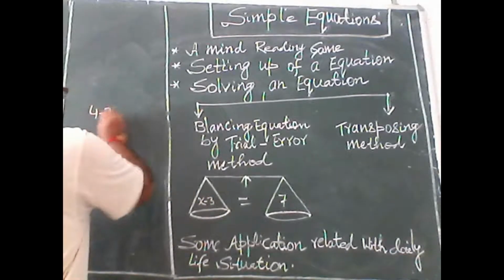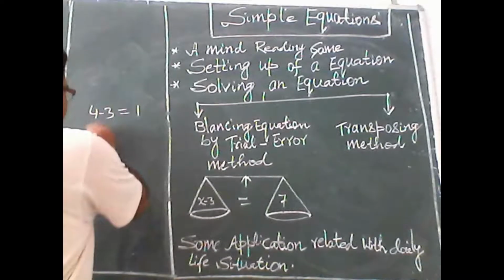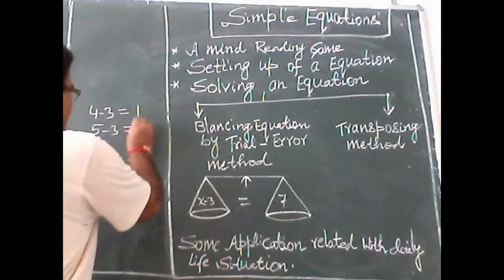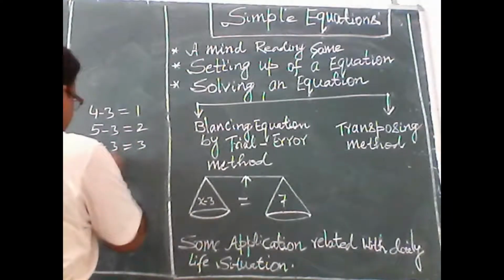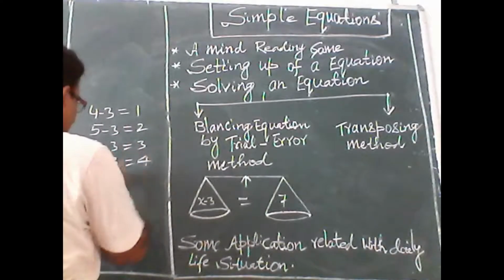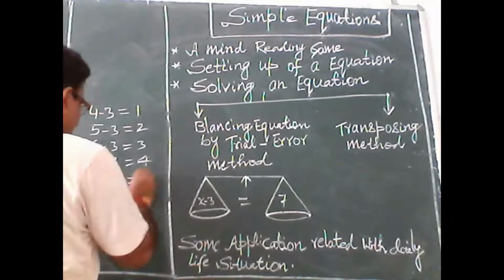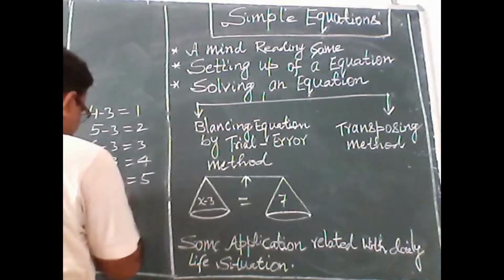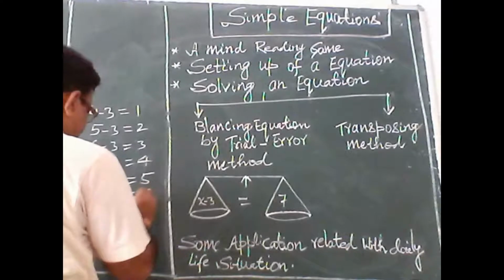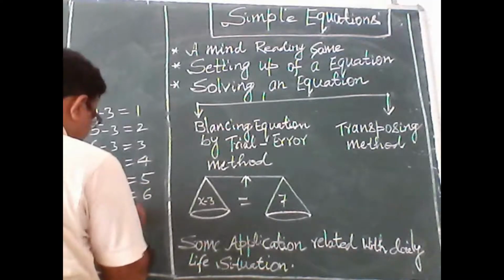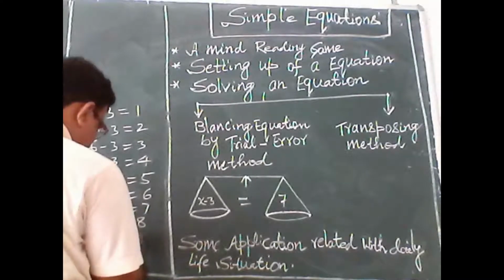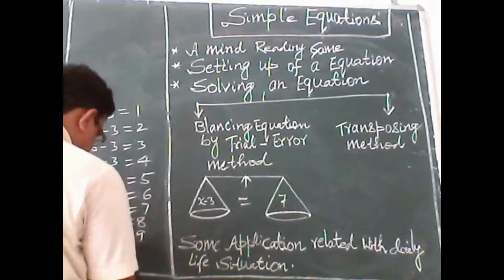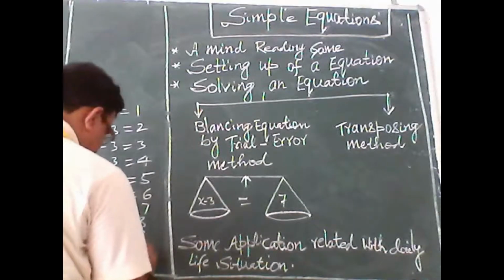So you can take 4. 4 minus 3 is equal to 1. 5 minus 3 is equal to 2. 6 minus 3 is equal to 3. 7 minus 3 is equal to 4. 8 minus 3 is equal to 5. 9 minus 3 is equal to 6. 10 minus 3 is equal to 7. 11 minus 3 is equal to 8. 12 minus 3 is equal to 9. 13 minus 3 is equal to 10.